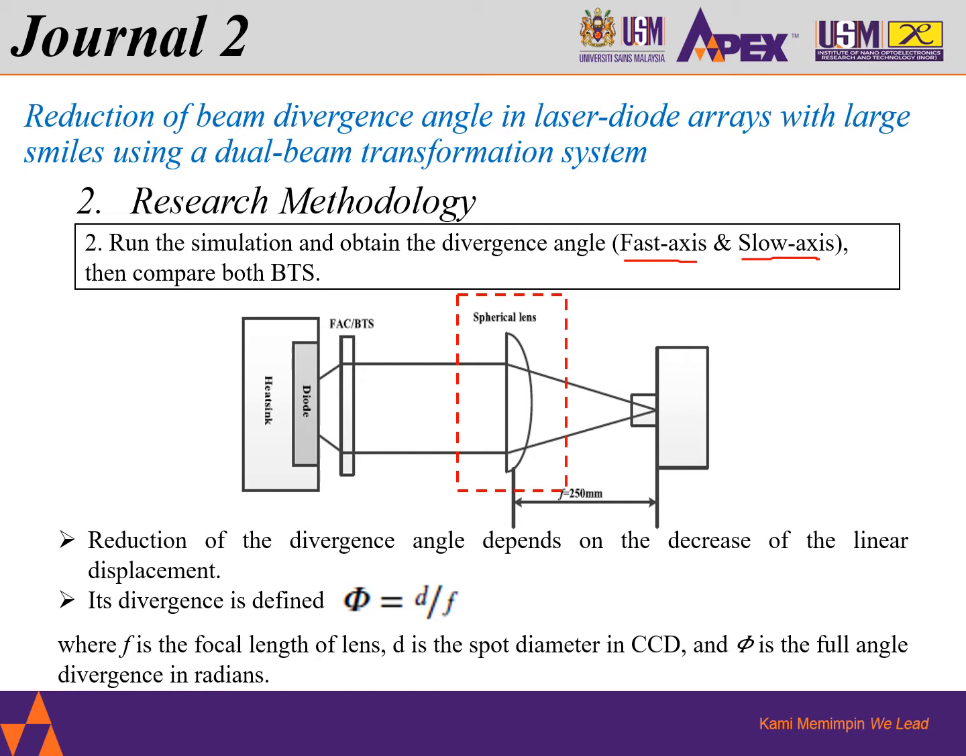So the divergent angle is defined as the spot diameter on the CCD over the focal length. The focal length here refers to the spherical lens to the output here. By looking at the equation, the reduction of the divergent angle actually depends on the decrease of the linear displacement.